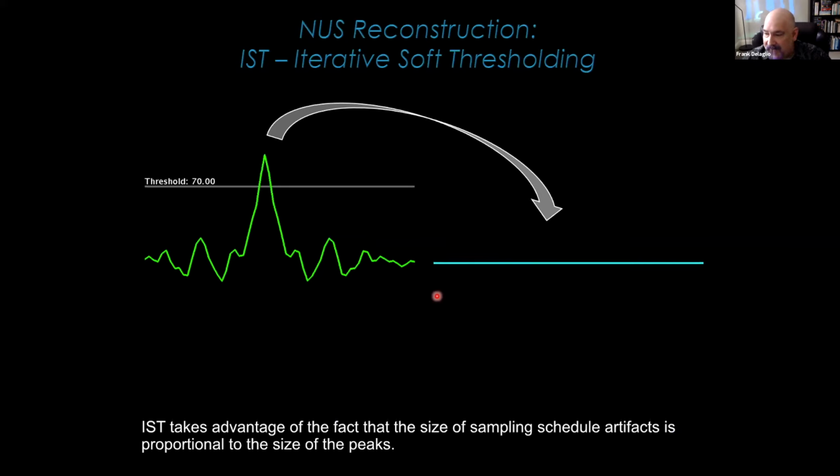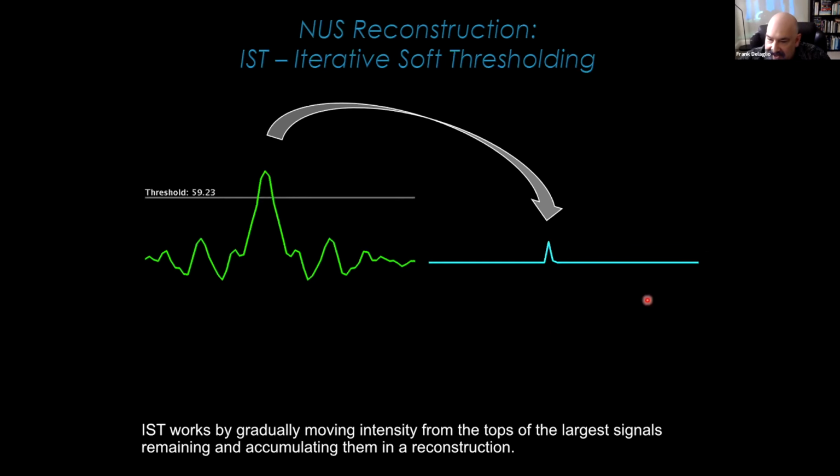Now, as we mentioned, the reconstruction artifacts in any kind of spectrum, whether they are conventional or non-uniformly sampled, are proportional to the size of the signals. And so we can take advantage of this fact to generate a cleaner reconstruction as follows. We'll start by a regular Fourier transform of our data that has these reconstruction artifacts in it that are due to the sampling schedule. And we'll choose a threshold, which we know is guaranteed to be above the largest of any of these artifacts. And once we've chosen a threshold, we will remove a small part of the intensities above that threshold and accumulate them in another spectrum.